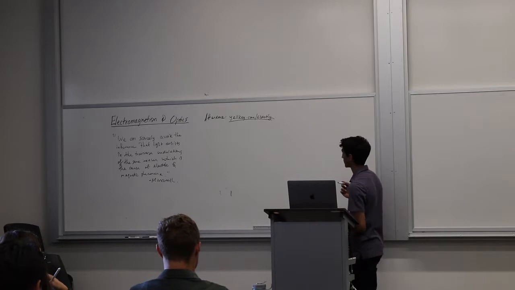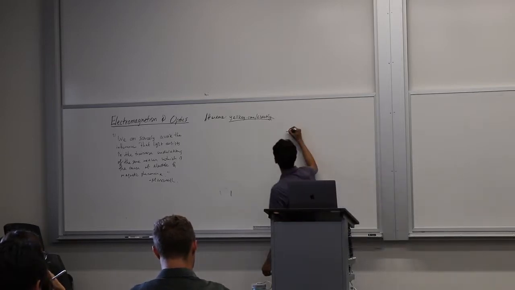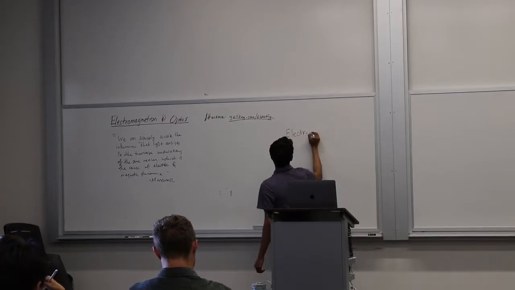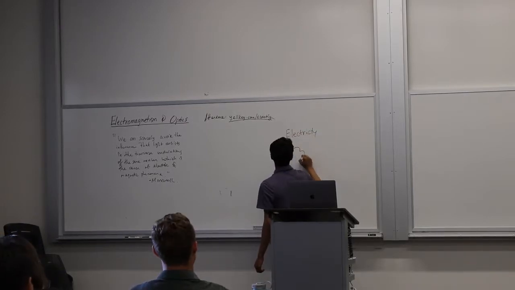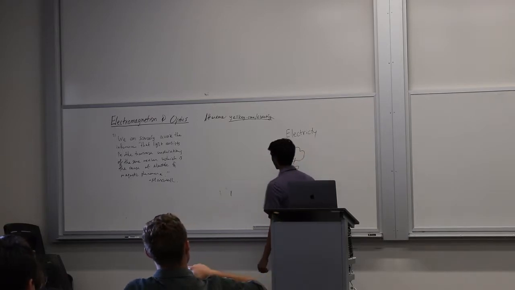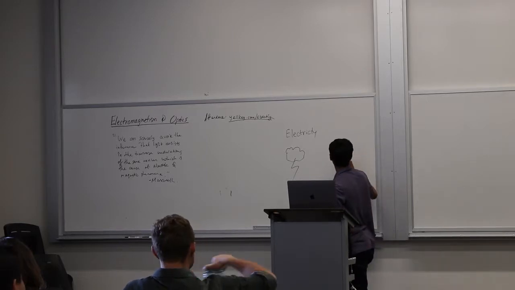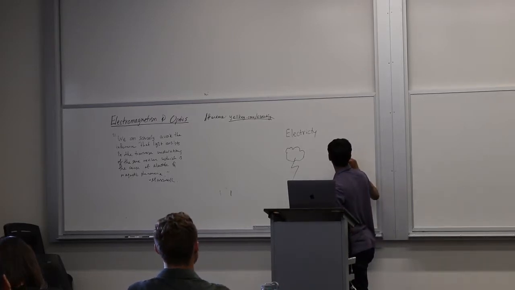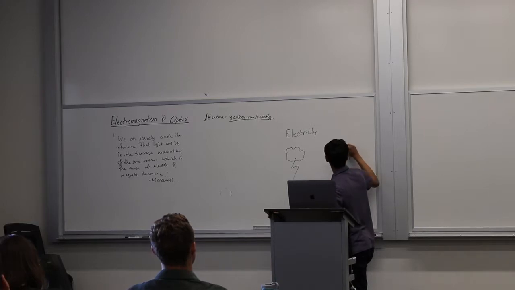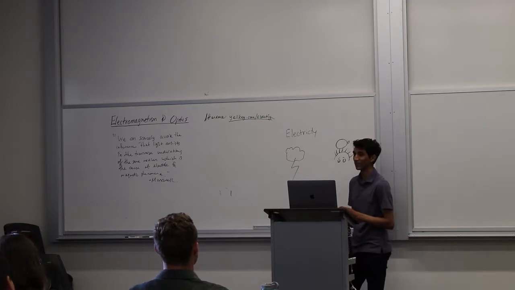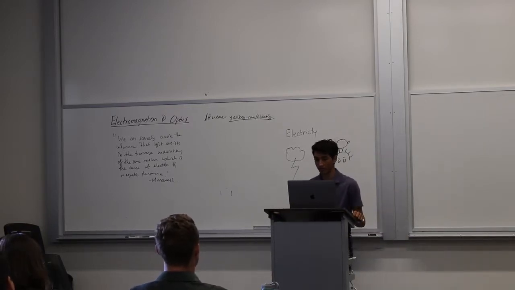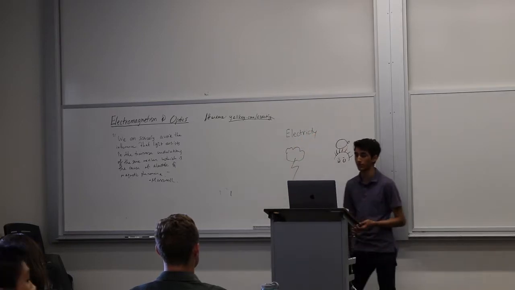So I'm going to give you some examples of electricity that you've seen. You've seen the cloud and then lightning. That's an example of electricity. You've probably also seen static electricity. If you rub a balloon on your hair, your hair will stand up on end. That's an example of static electricity.